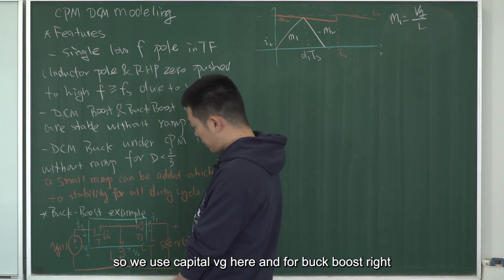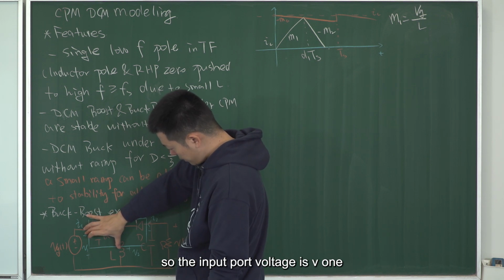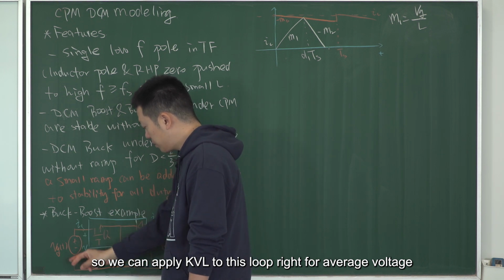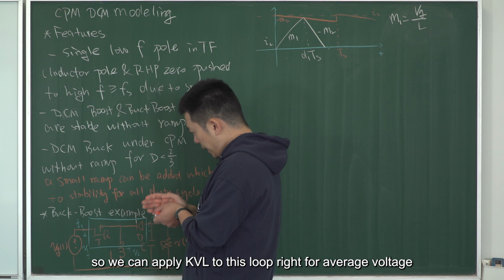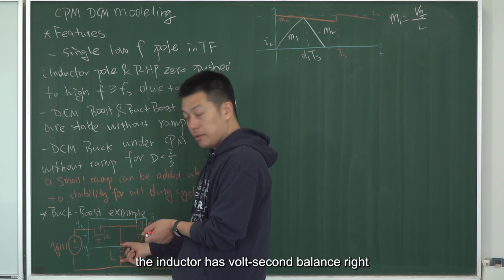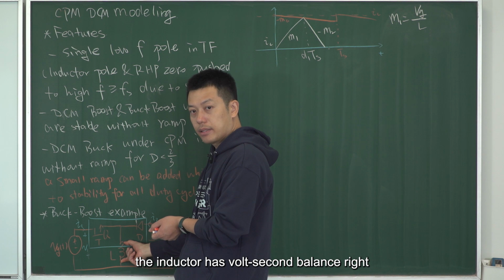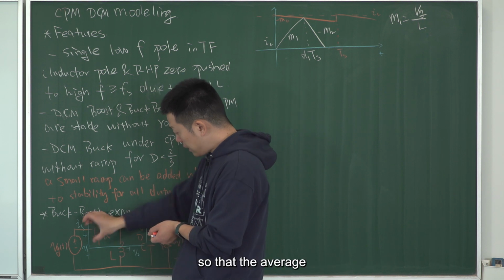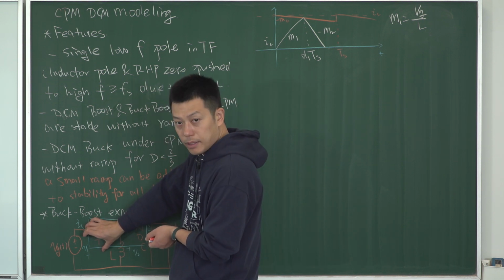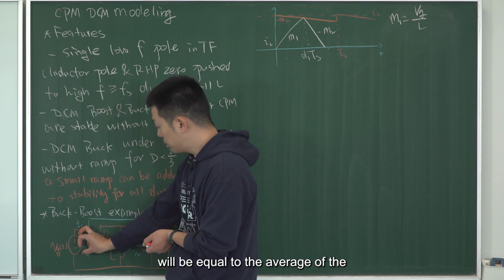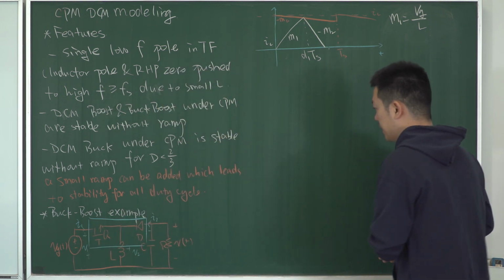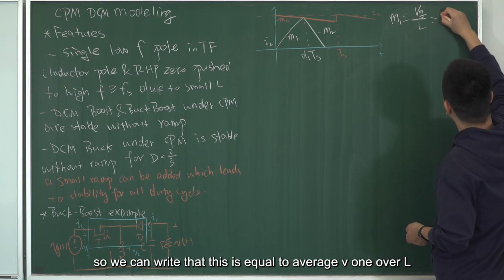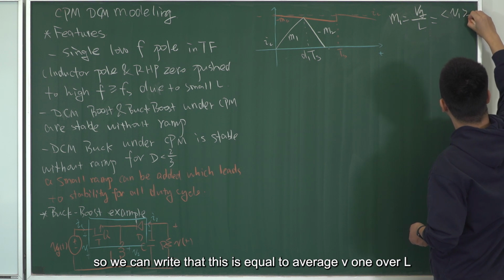And for buck-boost, the input port voltage is V1. So we can apply KVL to this loop. For average voltage, the inductor has volt-second balance, meaning that the inductor average voltage is 0. So the average input voltage of this switch network will be equal to the average of the input source voltage. So we can write that m1 is equal to average V1 over L.